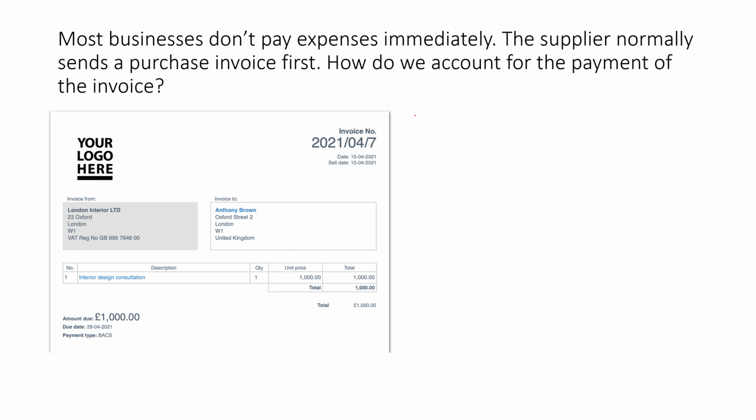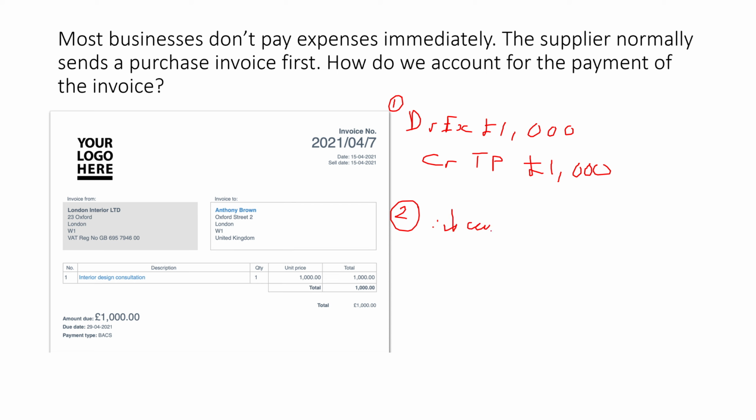So we know that we have to do debit expense £1,000, credit trade payables. I'm going to put TP for short, £1,000. How do we account for the payment of the invoice when the payment actually comes through? Well, if we think about it, we're reducing our cash and reducing our liability, the money we owe, to zero.